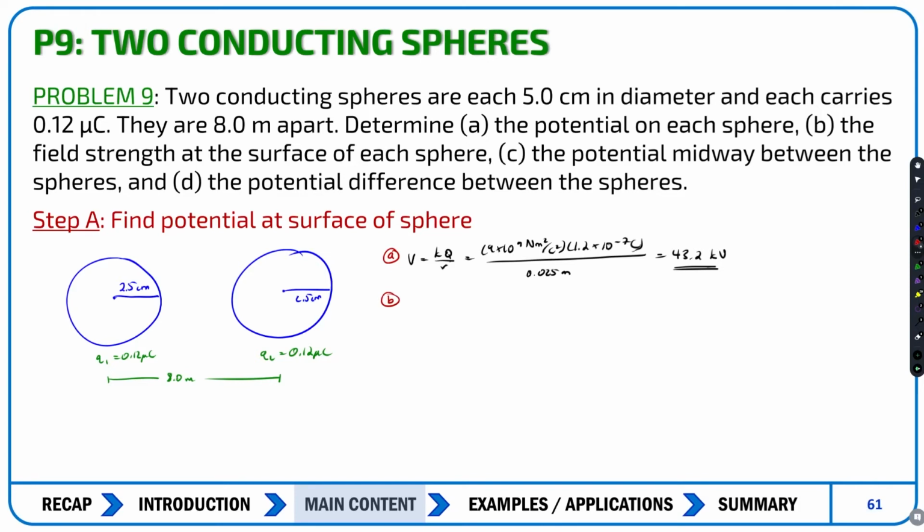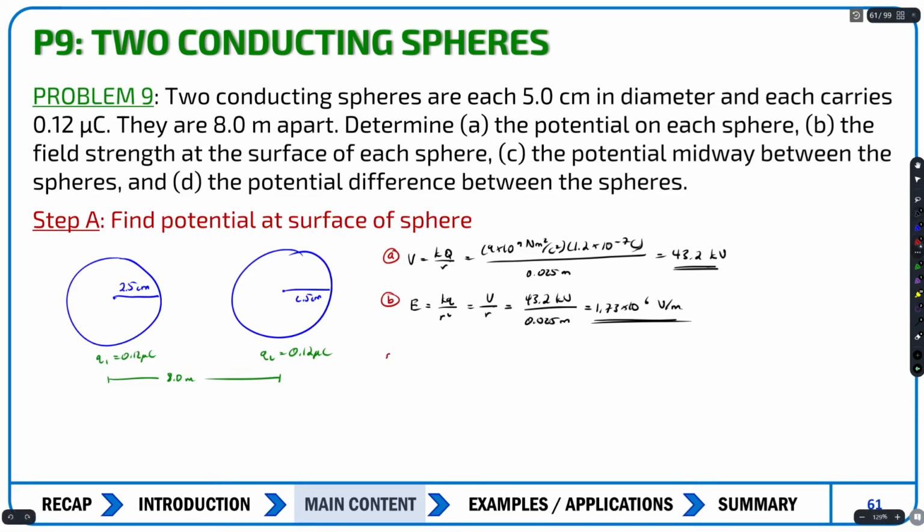Part B, we're trying to find the electric field at the surface of each sphere. So E is simply going to be equal to kQ over r squared. And the reason why I'm doing this question like this is because we know V is equal to kQ over r. We know E is kQ over r squared. So essentially, this can be V over r, and we simply have 43.2 kilovolts divided by 0.025 meters, which is equal to 1.73 times 10 to the 6 volts per meter. And that's our answer for B.